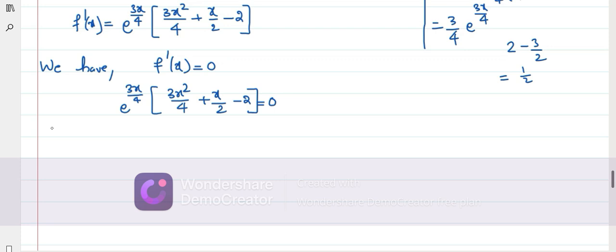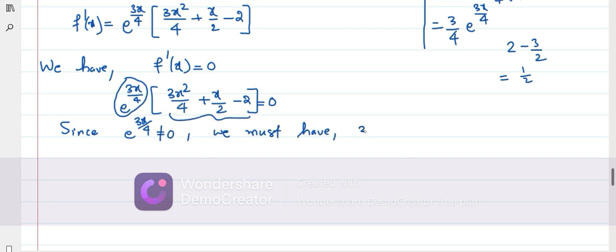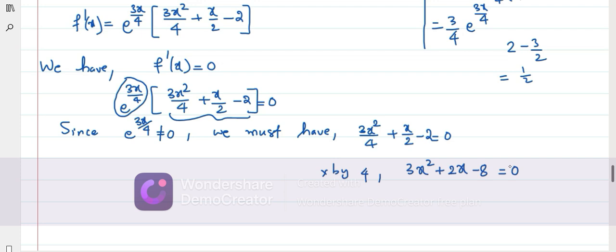Yes. At what point it is 0? So e power x is not equal to 0 for any x. So it is a non-zero quantity. So I can say that this cannot be 0. So since e power 3x by 4 is not 0 for any x, what must be 0? So 3x square by 4 plus x by 2 minus 2 is equal to 0. Multiply throughout by 4. What happens? Which is 3x square plus 2x minus 8 equal to 0.